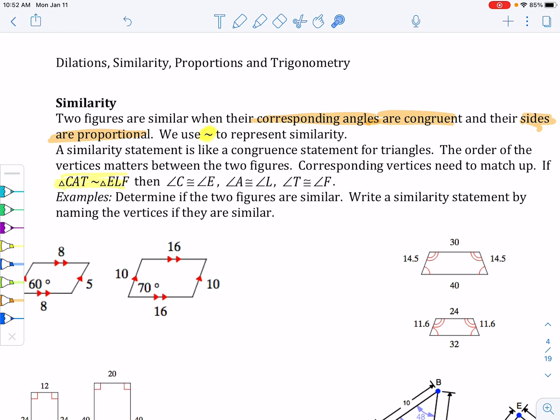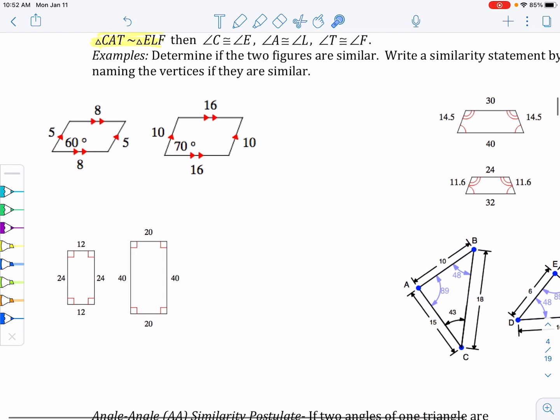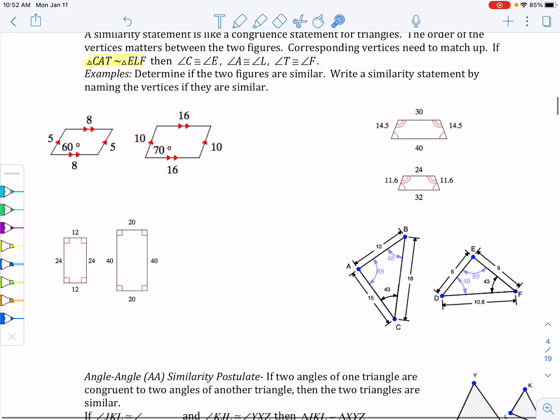Okay? So in order for things to be similar, all corresponding angles must be congruent, and all sides must be proportional. So if we're looking at these four examples, we want to decide if these are similar or not. Okay? So first of all, I can see these are parallel, these are parallel, those are parallel, these are parallel. If I look at this angle, this is 60, this is 70. Okay. So this does not work because corresponding angles are not congruent.